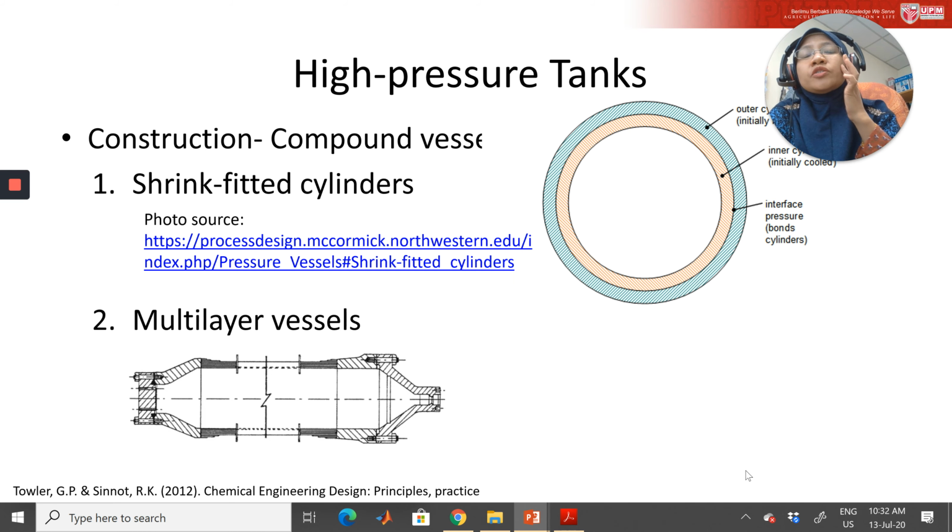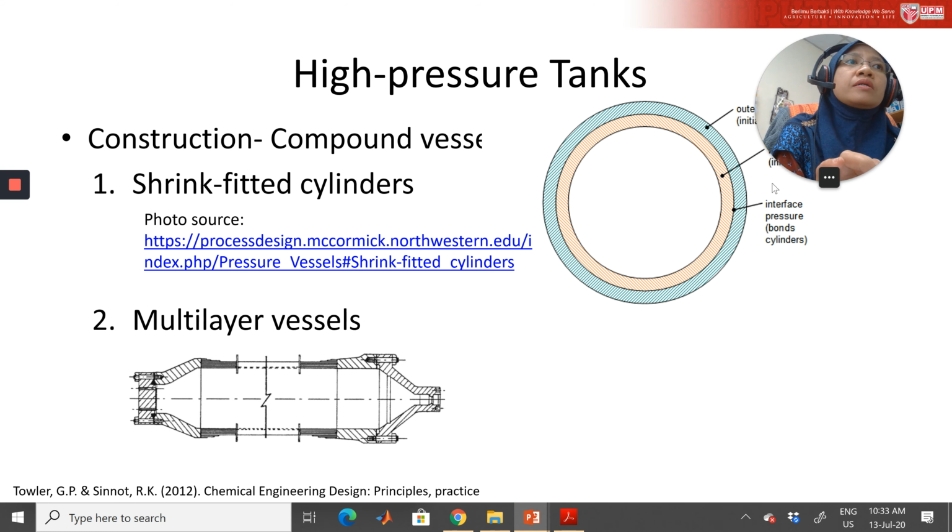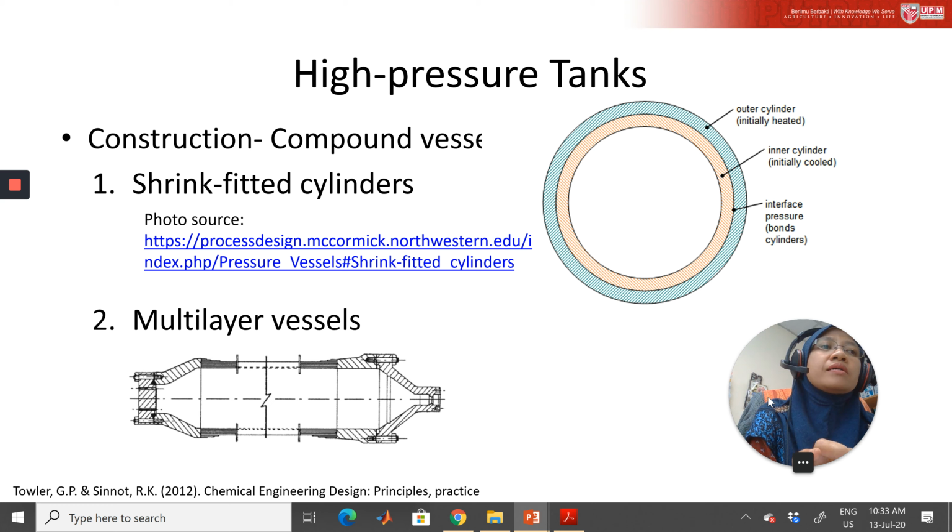So you need to bear in mind that when it comes to high pressure vessels, the design will become increasingly difficult, because the fabrication will require extra specification. For example, among the methods that are used to increase the strength of the vessel wall is by using the compound vessel technique.